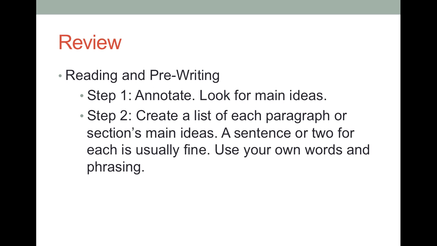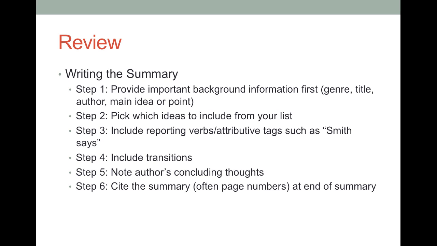Let's review the steps we talked about, starting with reading and pre-writing. Step 1, look for and annotate main ideas as you read. Step 2, make a list of those main ideas in your own words and phrasing. And let's quickly review the steps for writing the actual summary. The first step is to start with important background information. Step 2 includes selecting the main ideas from your list and then writing them into the body of your summary. Steps 3 and 4 require adding reporting verbs and transitions to your summary, and steps 5 and 6 ask you to note the author's concluding thoughts and cite the page numbers of the work you just summarized.